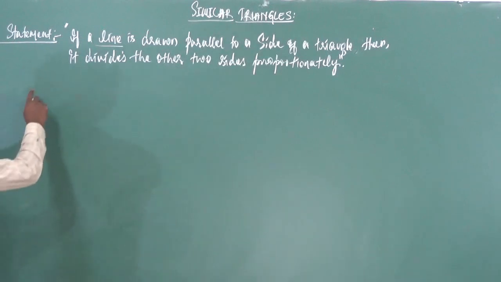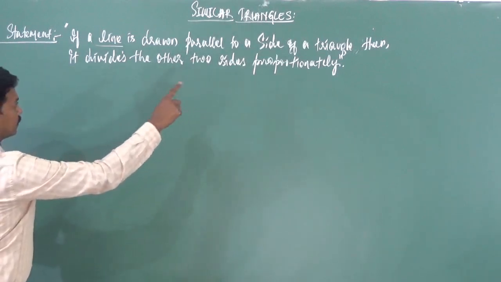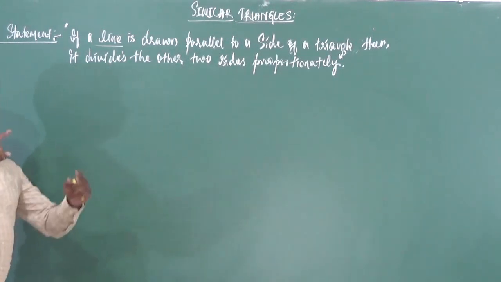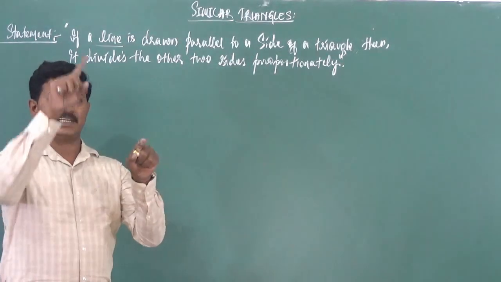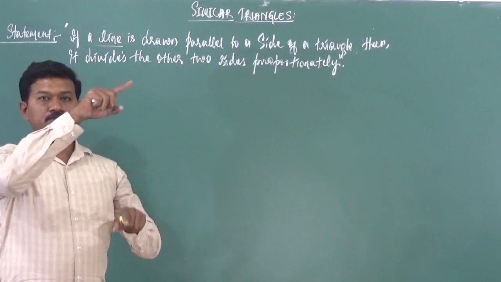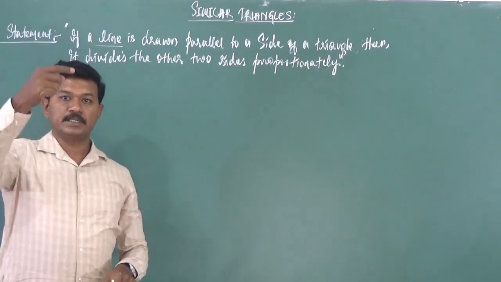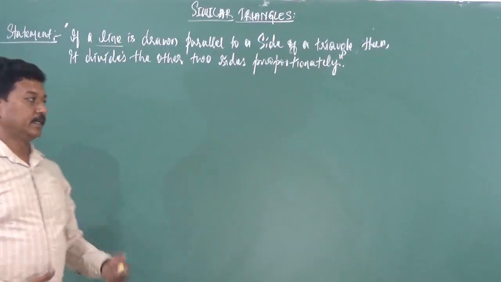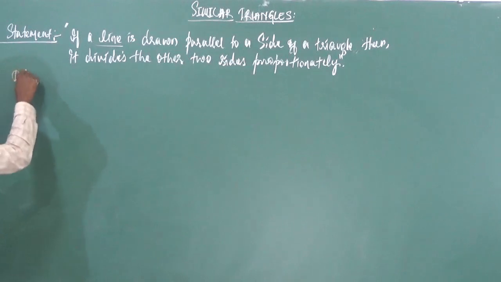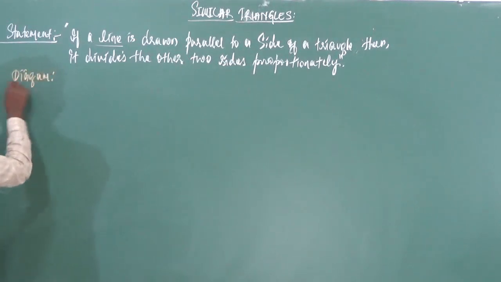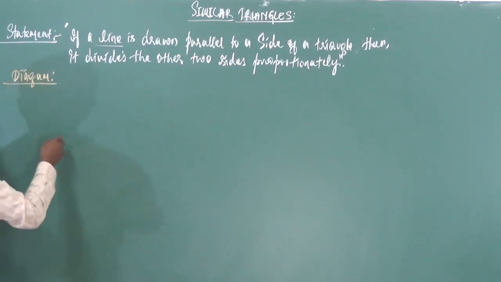Okay. So if a line is drawn parallel to a side of a triangle, so in my mind I am getting a triangle. So to one of the sides of the triangle, I have to draw a line parallel to the side of the triangle. So I will select the base. So first I will write the diagram. So I will go with the steps. This is the first step, the diagram. So I draw a diagram now.